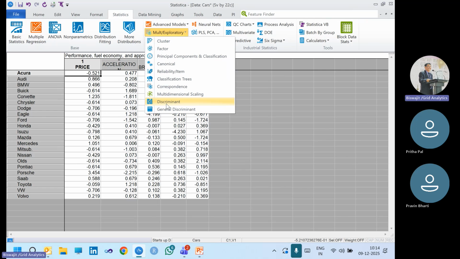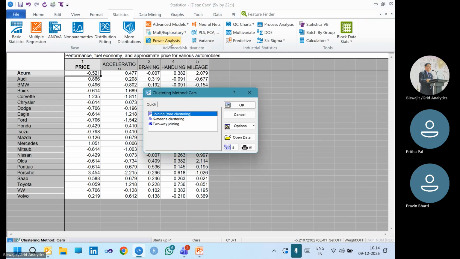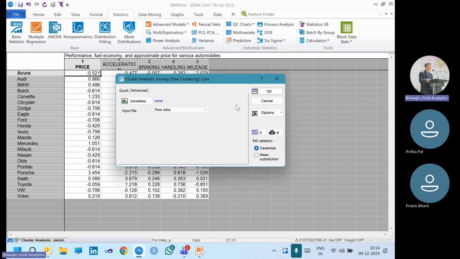But currently we have a task in hand. We have to deal with the market segmentation on a given data set, right? So I again drop down the clusters. Different types of cluster techniques are available in Statistica: joining tree clustering, k-means clustering, two-way joining clustering, right? So let's start with the joining tree clustering, right?